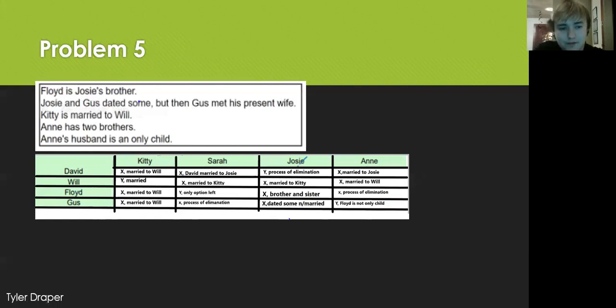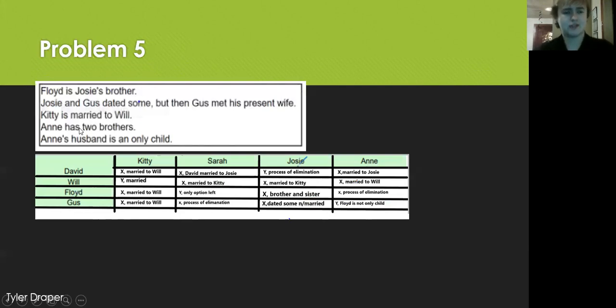Okay, and if Kitty is married to Will, we know that none of the other women are married to Will as well. So he's married to Kitty, married to Kitty, married to Kitty. So all these are X's, and all three of these are X's because we know that they're married. So that takes a lot of names off the board.